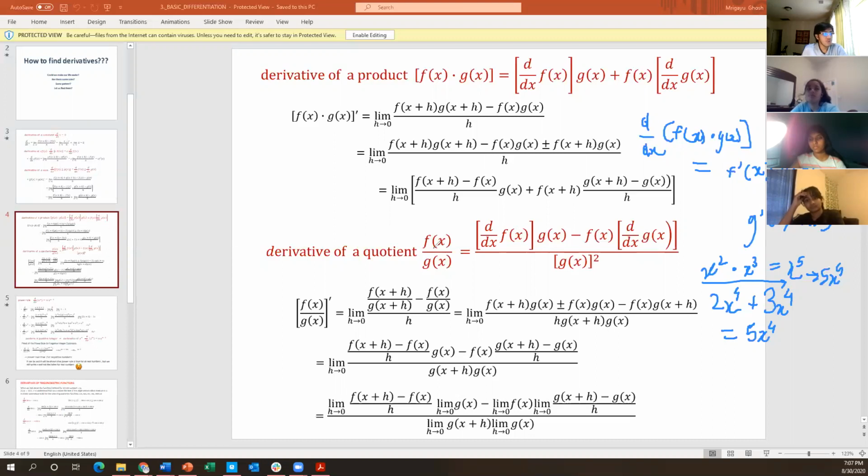Now, the quotient rule. The way I like to think about it is a funny mnemonic, but it works. If I have f of x over g of x, I just think it's low d high minus high d low, over low low. I'm going to write that down.